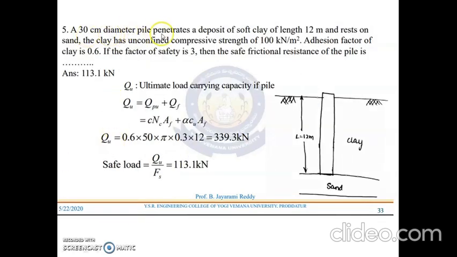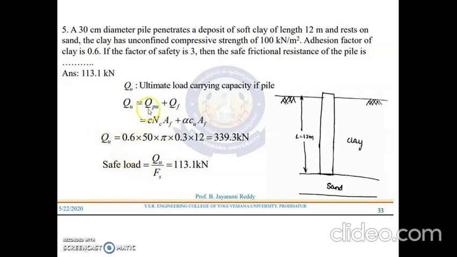A 30 centimeter diameter pile penetrates a deposit of soft clay of length 12 meter and rests on sand. The clay has unconfined compressive strength of 100 kilonewton per square meter. Adhesion factor of clay is 0.6. If the factor of safety is 3, the safe frictional resistance of the pile has to be found out. So again, to find safe frictional resistance, we will have to neglect the term due to end bearing. With that, we will be able to find Qu due to friction, and Qu divided by factor of safety will give us the safe load.